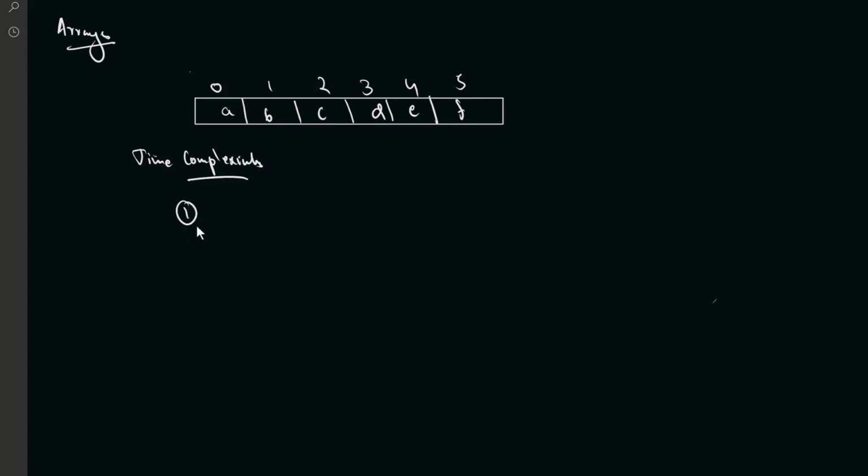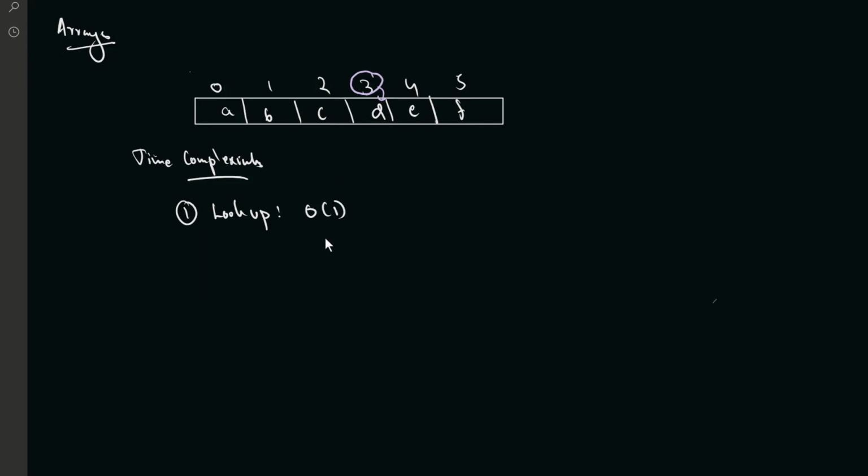Number 1, lookup. Lookup as in, let's say you need to find what is inside the address 3. This is the address, and you want to see what is inside it. If you want to do that, then the pointer of your system will directly go to the address 3 and return whatever there is inside it. So the time complexity is O of 1.